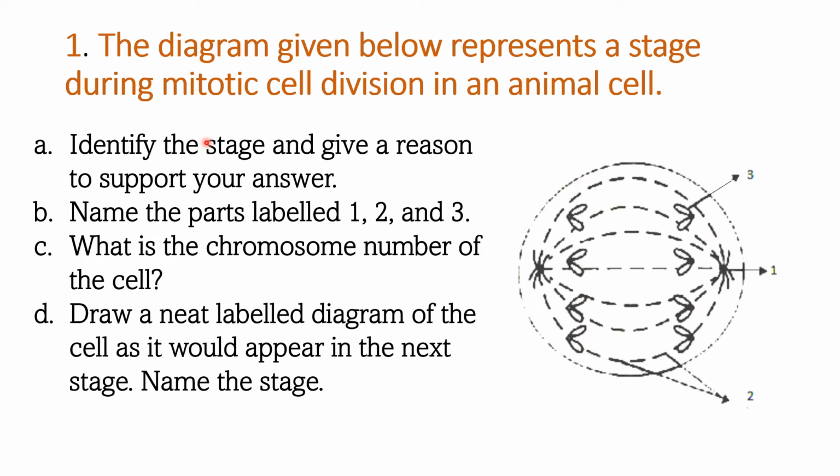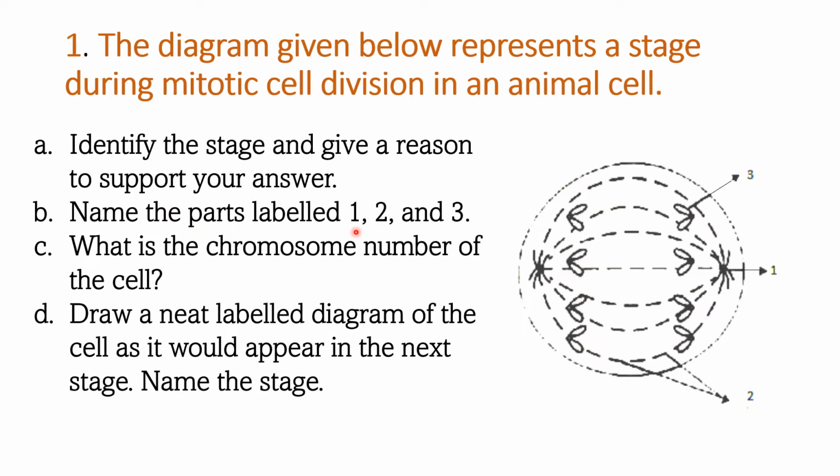First question, the diagram given below represents a stage during mitotic cell division in an animal cell. A. Identify the stage and give a reason to support your answer. You can see here, which stage of mitosis is this? This is anaphase. How to identify this? You can see here sister chromatids move towards the pole. That's why this stage is anaphase.